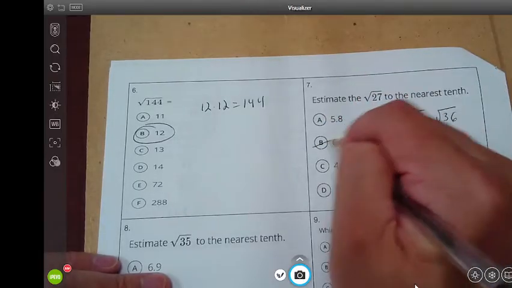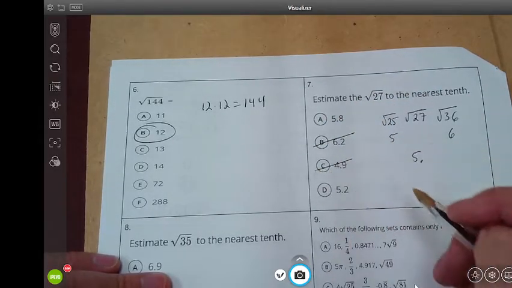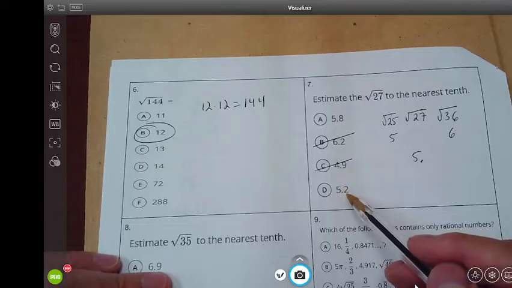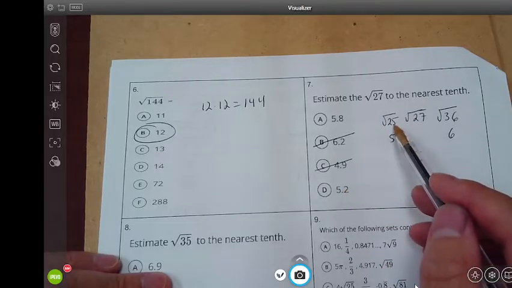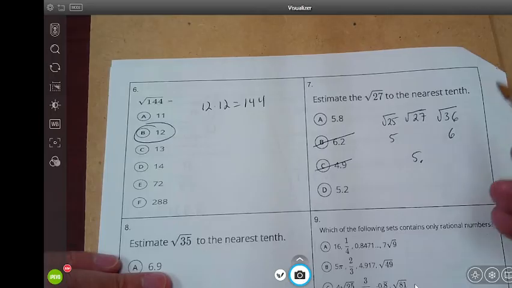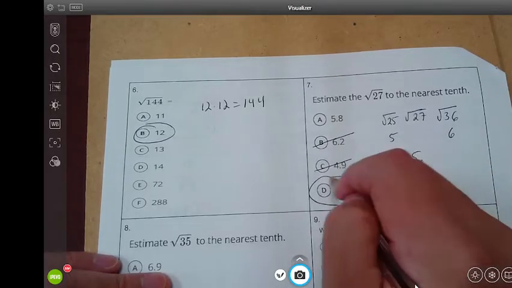Let's go ahead and cross out B and cross out C. It's A or D, and we know it's closer to the smaller one, right? Square root of 25, so it's less than 5.5. 5.2 is less than 5.5.